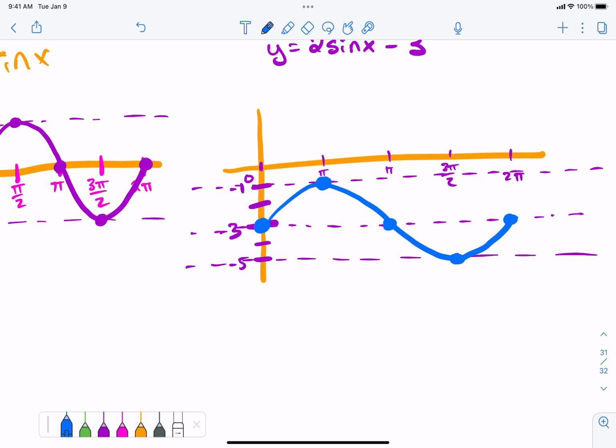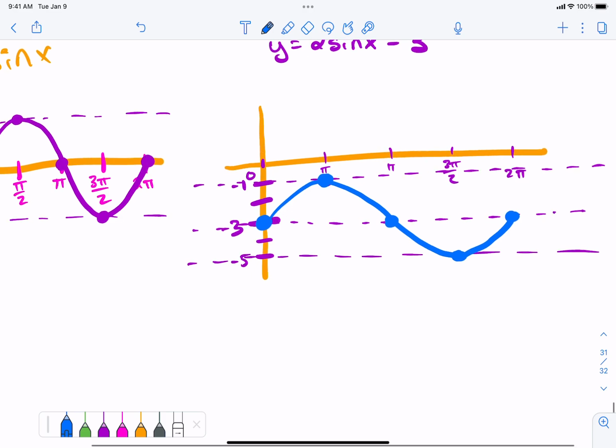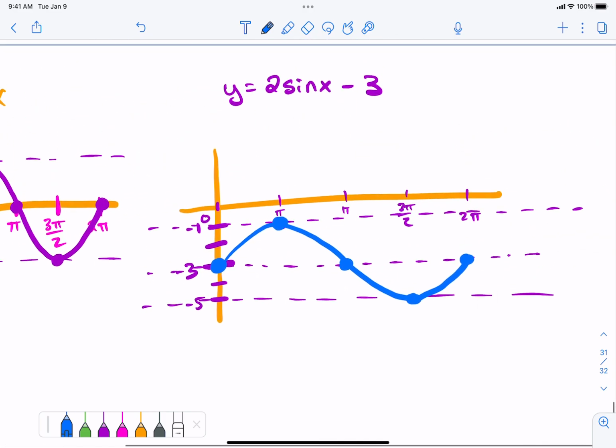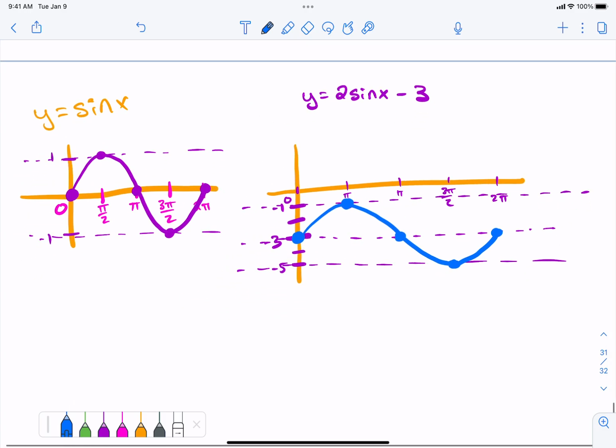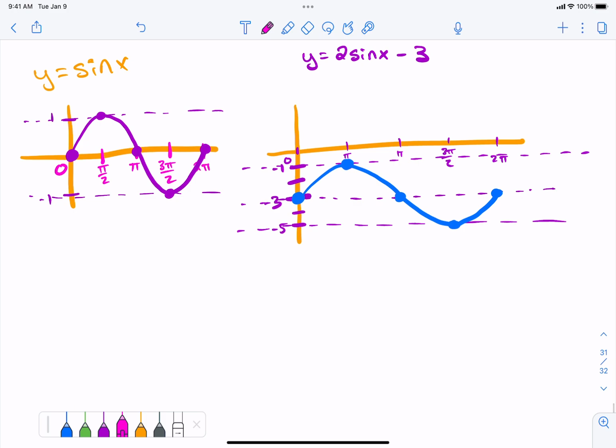Okay, you want to try one on your own? Okay, try it on your own. Here we go. Did I do it right this time? Graph this one. Okay. All right, next.